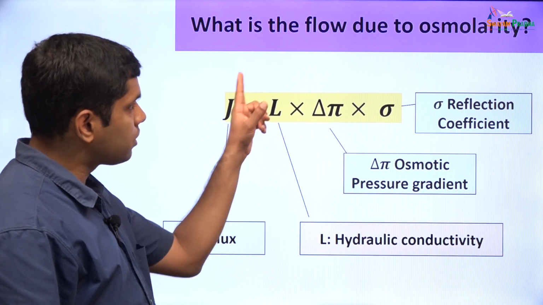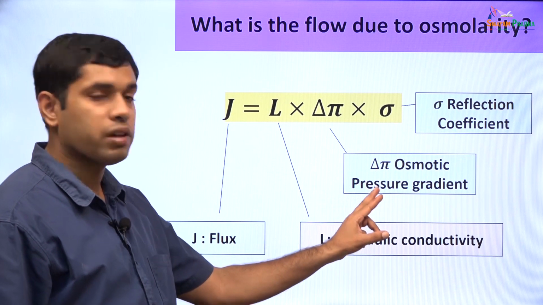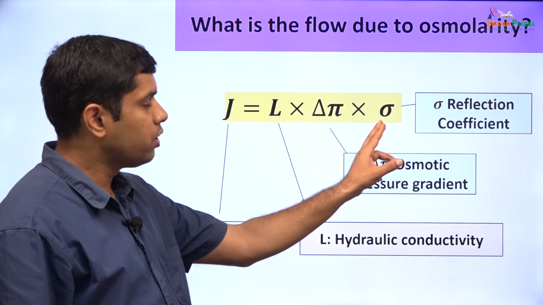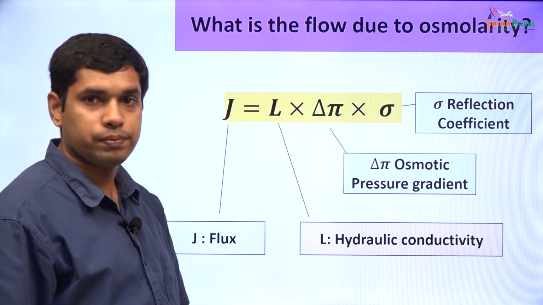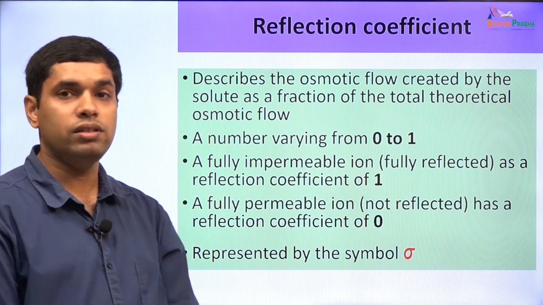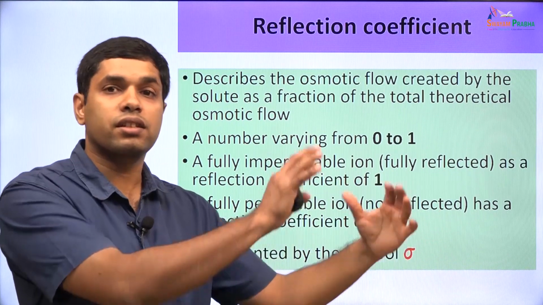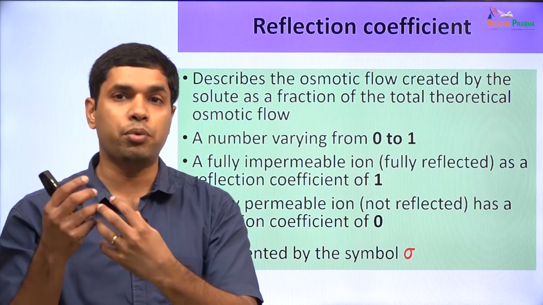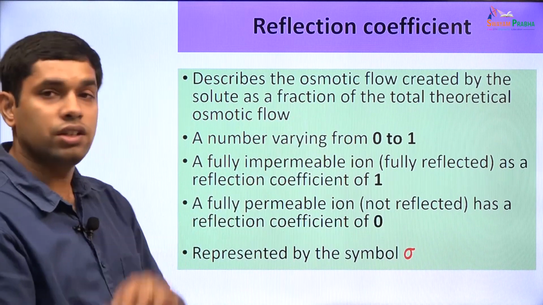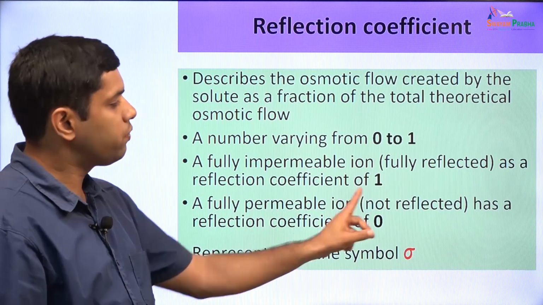When we discussed the flux or the flow due to osmolarity, we had initially said that J is equal to L into delta pi, where L was the hydraulic conductivity, delta pi was the osmotic pressure gradient, and J was the flux. Now we are going to introduce the term reflection coefficient, or sigma, into this equation, where we talk about the total flux. This reflection coefficient describes the osmotic flow created by the solute as a fraction of the total theoretical osmotic flow. So if I put this solute into a compartment and it had a particular osmotic effect, that is a theoretical maximum osmotic effect. But if this particle diffused through the membrane, it would have a much lower osmotic effect, and the fraction of this low osmotic effect to the total osmotic effect is the reflection coefficient. So this is a number varying from 0 to 1. If the membrane is fully impermeable for that particular compound, then the reflection coefficient is 1.